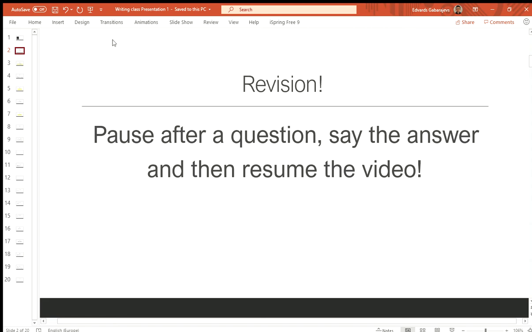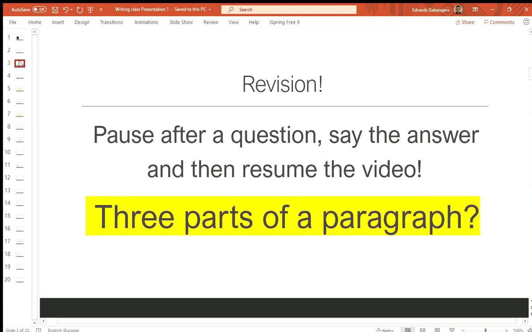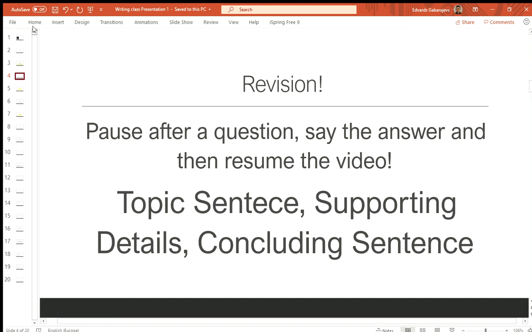First of all, I would like us to take a look at some of the notions that we had before to revise together, and I'll ask you a question. You can pause the video. So the first question is 3 parts of a paragraph. You can pause, think about it. Basically, topic sentence, supporting details, and concluding sentence. These were 3 major parts of a paragraph that we discussed.